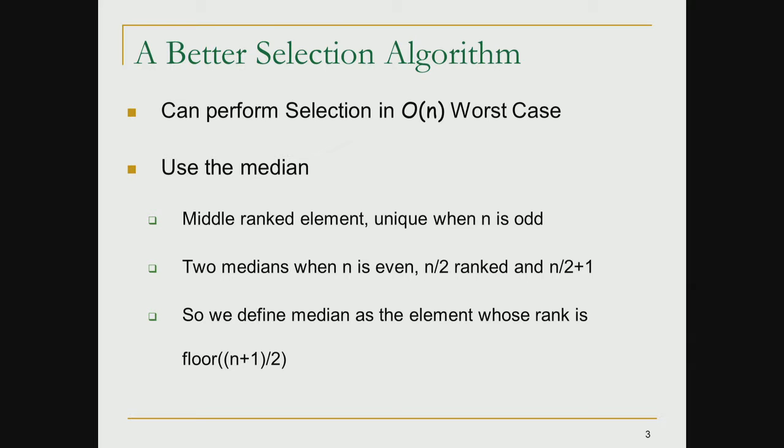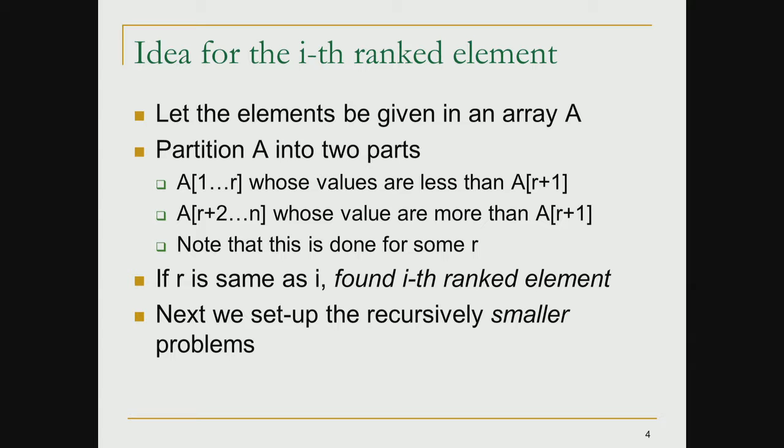The idea for identifying the ith ranked element is that we use the power of recursion, and given the elements in an array, we aim to partition the elements of the array into two parts based on an index r. The elements a of 1 to a of r, that is the first r elements in the array, are of value smaller than the r plus 1th element in the array, and the remaining elements, that is the elements with indices r plus 2 to n, are of value more than a of r plus 1.